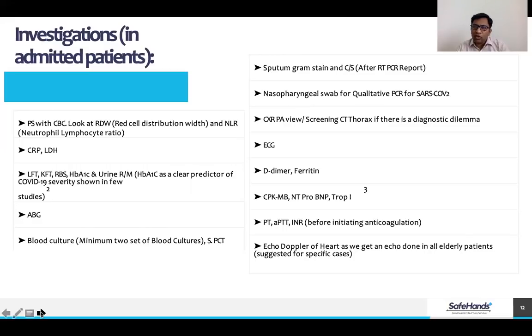Nasopharyngeal swab for qualitative RT-PCR. Chest X-ray PA view, screening CT thorax if there is a diagnostic dilemma. A CT thorax to see the severity scoring is important. ECG, D-dimers and ferritin, CKMB, NT-proBNP, troponin, PT-INR before initiating the anticoagulant. Echo Doppler of the heart, as we get an echo done in all elderly patients, suggested for specific cases. Usually all elderly patients are patients with comorbidities. We are doing CT thorax.